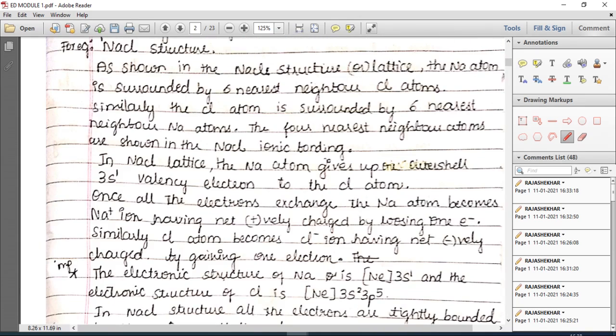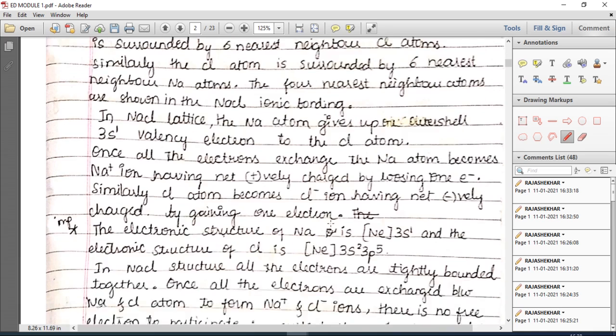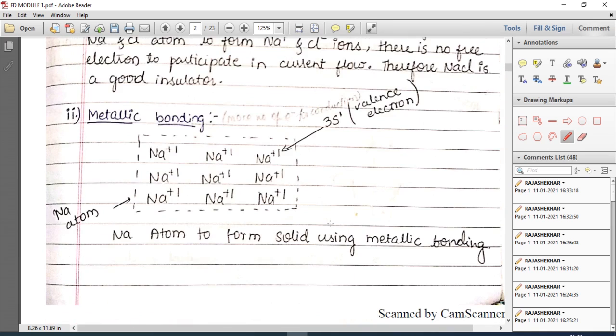This is the same explanation which is given here. It is a little bit blurred, but it can be visible. So just go through these notes to understand what I explained. Next is metallic bonding.